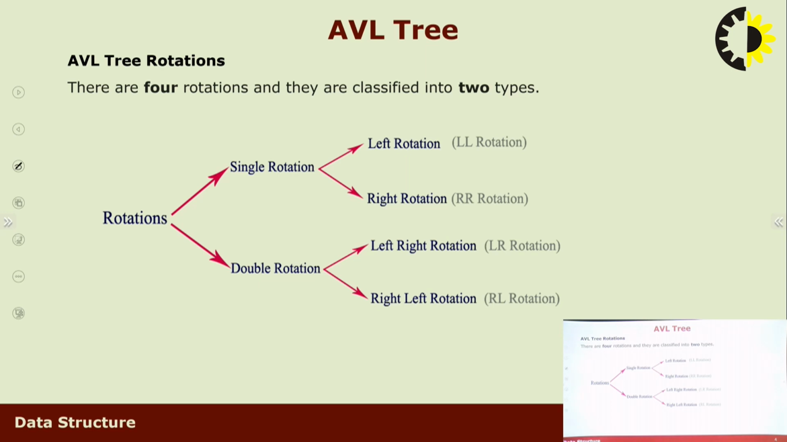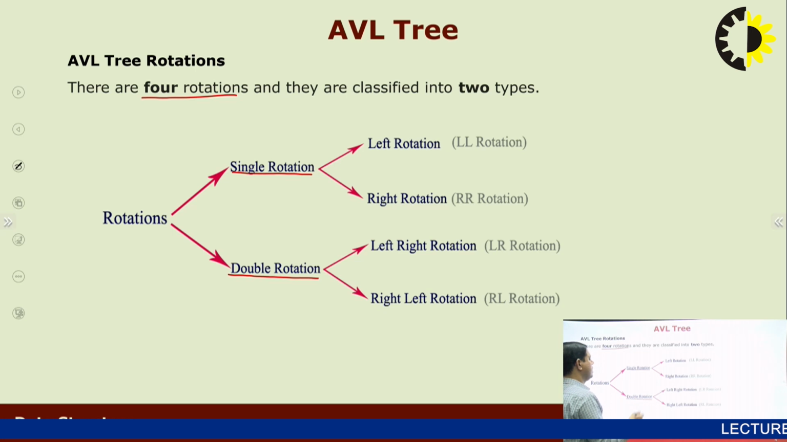Now in AVL tree, there can be 4 kinds of rotation. The first category is single rotation. In this case, we are rotating a tree at a particular node only on a single side, or that can be double rotation. We are rotating the tree.